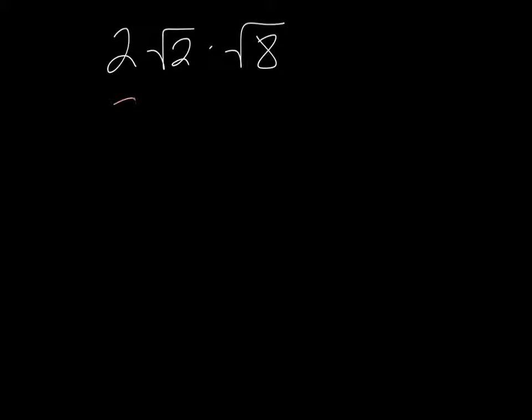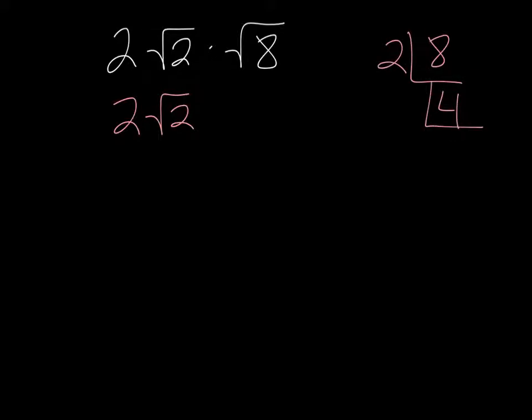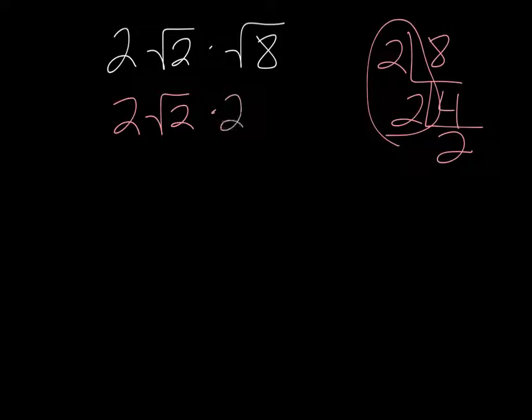Okay, I'm going to simplify the radicals if it can be again. 2 radical 2 cannot. 8 can be simplified to 2 radical 2. Okay, so now we go to multiply. We multiply the outsides together. 2 times 2 is 4.